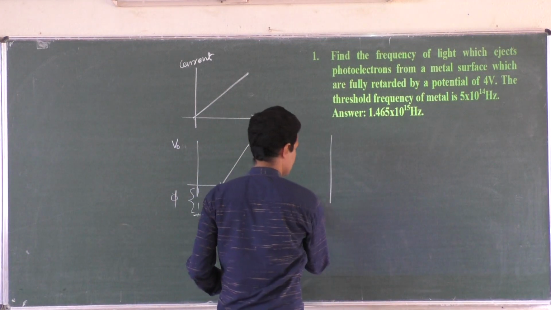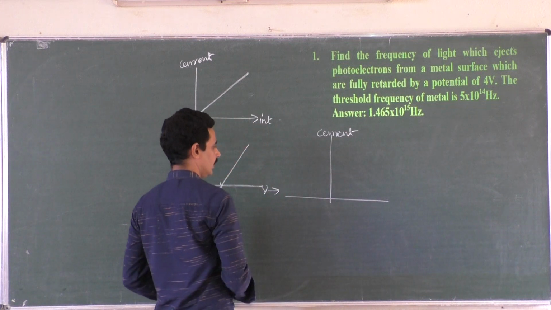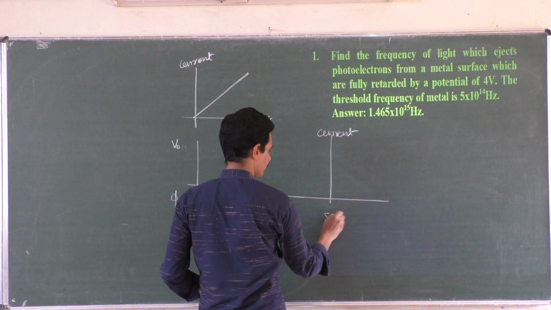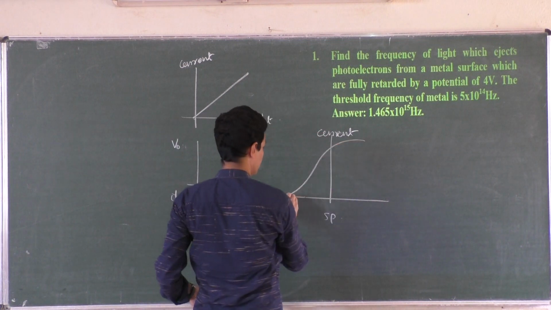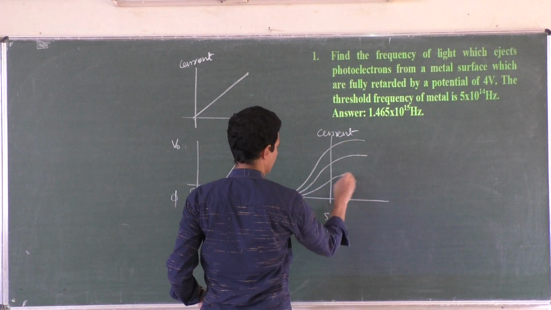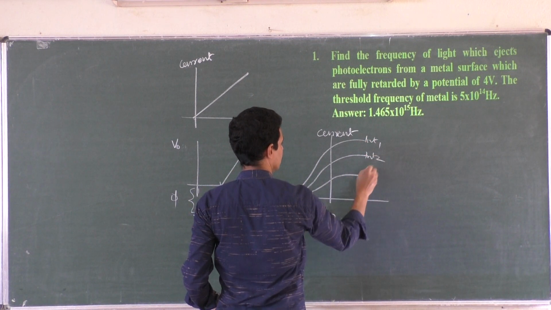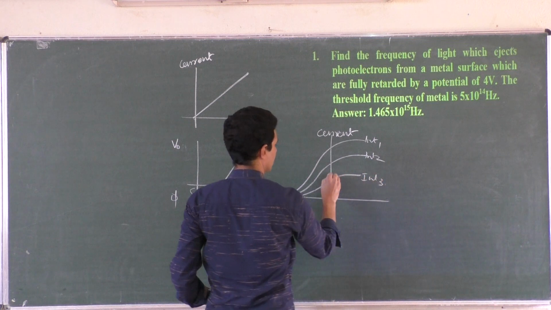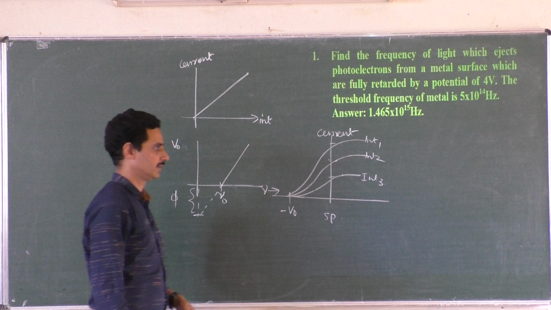Then, photoelectric current versus stopping potential for different intensity. Different intensity means different current, but the stopping potential is the same. Right? So, more bright, less bright, the photoelectric current is lesser and lesser, but the stopping potential is the same.